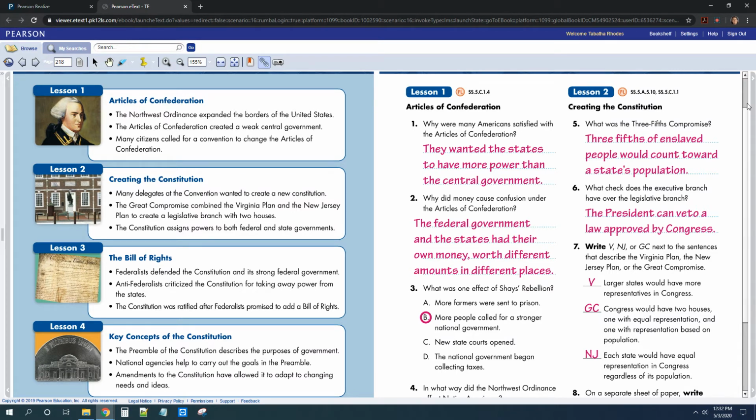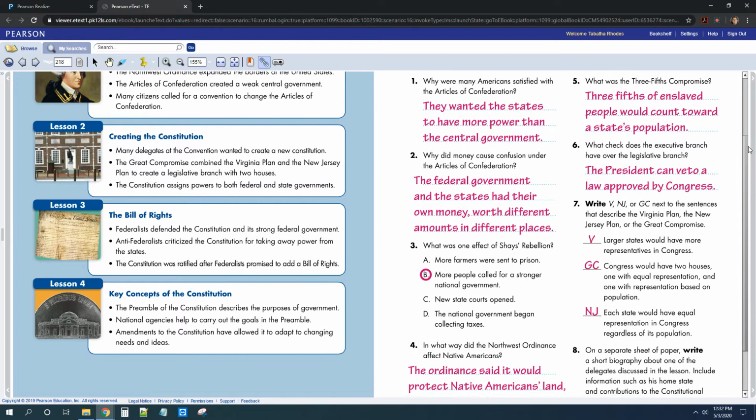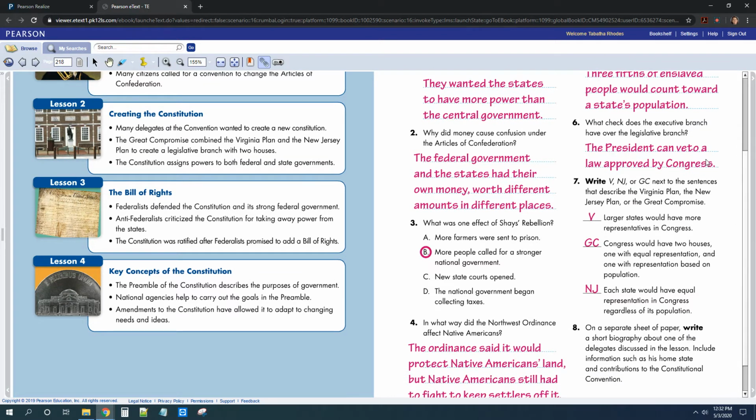Number 6 asked you, what check does the executive branch have over the legislative branch? And remember that the president, who's the leader of the executive branch, can veto a law approved by Congress. So Congress sends the laws to the president to sign into law, and if the president doesn't want to sign it, the president can veto it, which means it's basically like a no. I don't want this law.